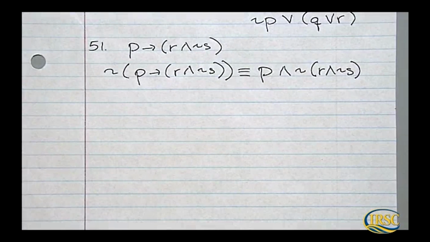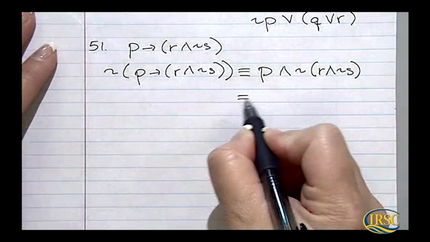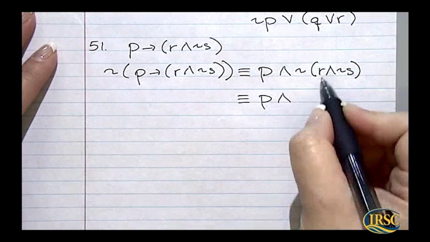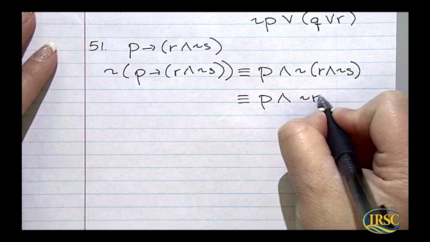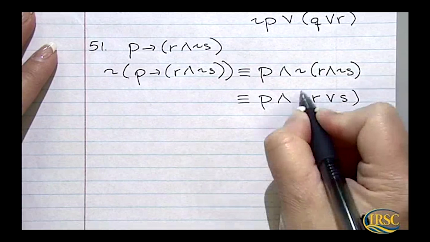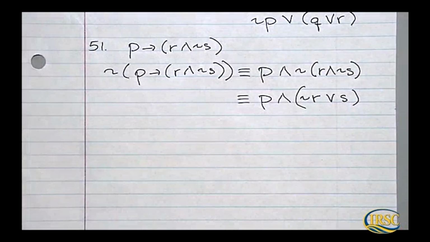But now notice that I have a negation outside parentheses. So De Morgan's law on that second part, which leaves us with not R or S, but keep that in parentheses. And so there's your final answer.